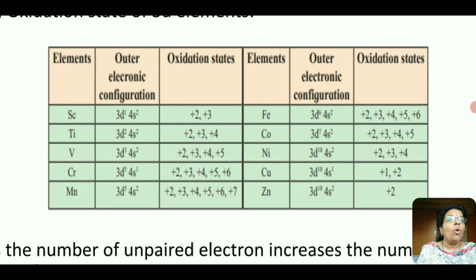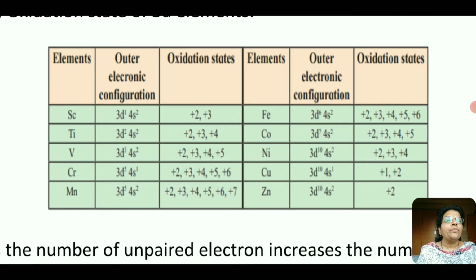Now this cobalt shows +2, +3, +4 and +5 oxidation states. But this cobalt is stable in +3 oxidation state. This cobalt is stable in +3 oxidation state.